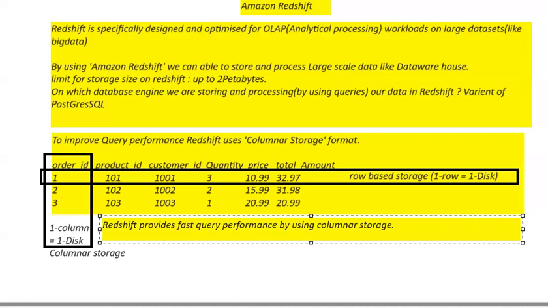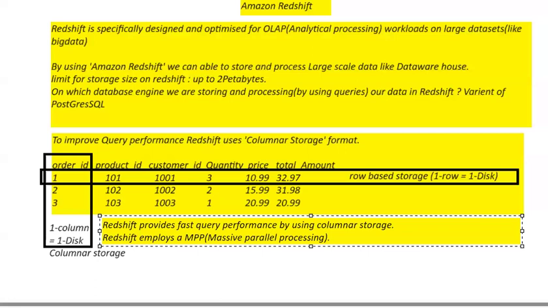This is not the only reason for fast performance in Redshift. There is one more reason available, that is MPP. What is that, sir? Massive parallel processing. I told you, right? While discussing the comparison, Redshift also provides us parallel processing. Before seeing how data is processed, let's see how the Redshift architecture looks.